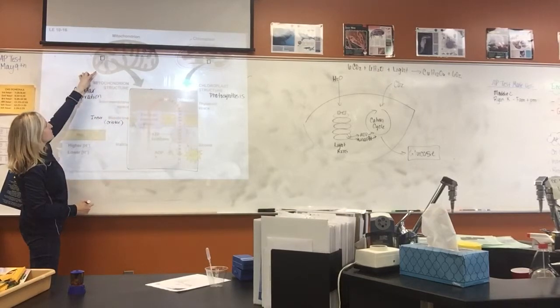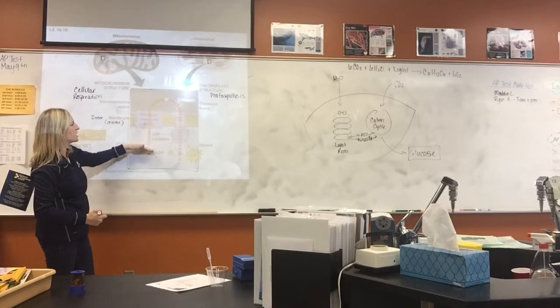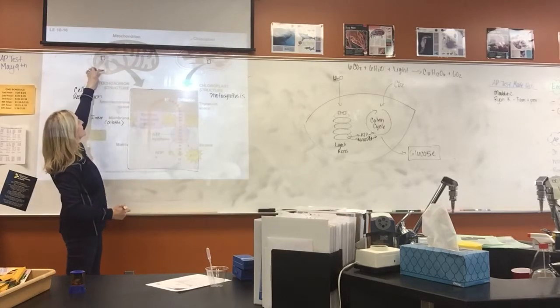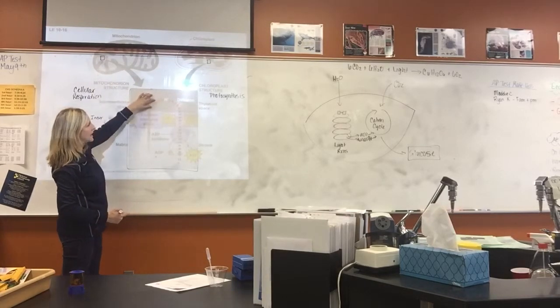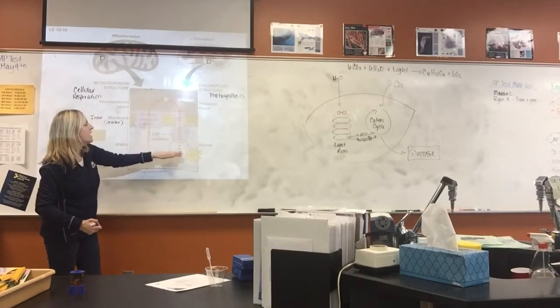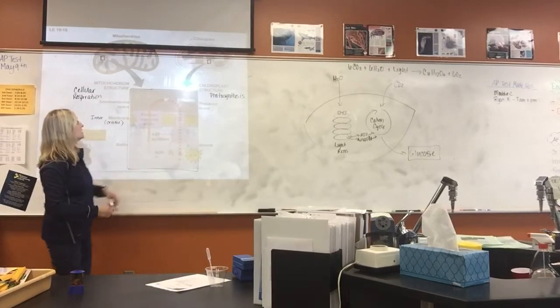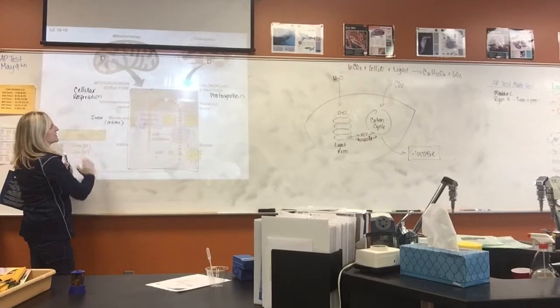If you remember, when the electrons go through the electron transport chain, it pumps the H pluses into the inner membrane space, so you have a really high concentration here. They diffuse back into the mitochondria and make ATP, all right, that way. So that's what happens in the mitochondria.